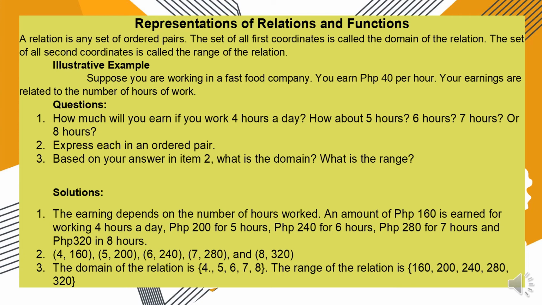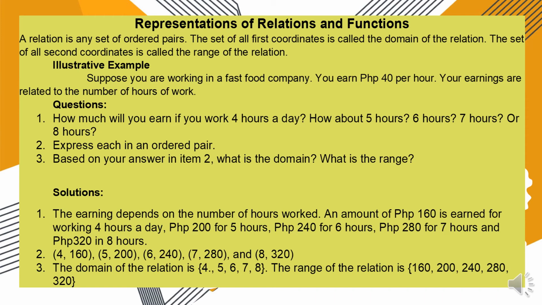The range of the relation is 160, 200, 240, 280, and 320. Why? How do we find the domain and the range of the relation? Simply by identifying that all the first coordinates are the domain and all the second coordinates are called the range. Since our first coordinates are 4, 5, 6, 7, and 8, those numbers will be our domain.